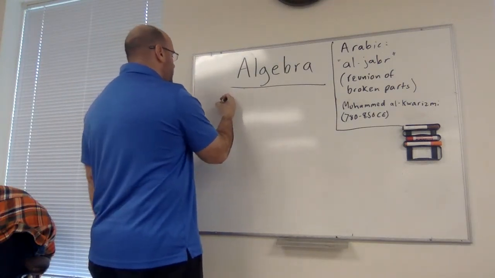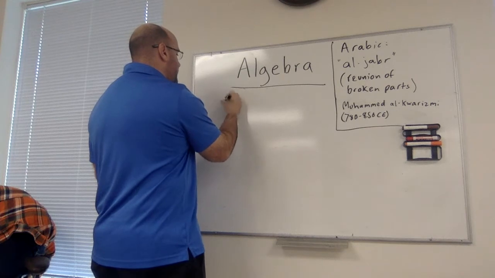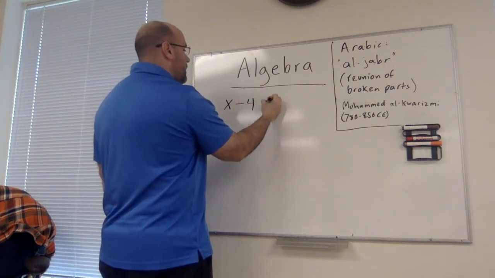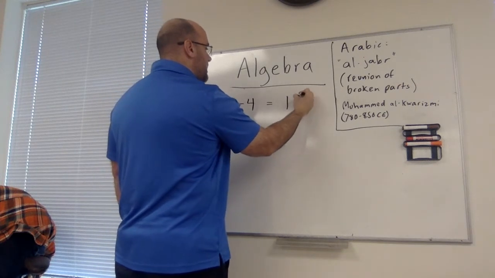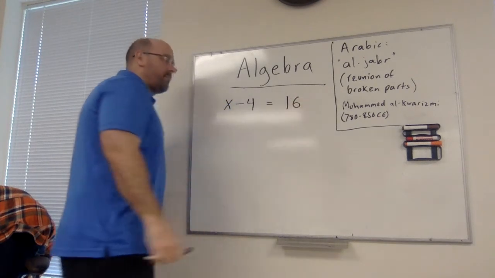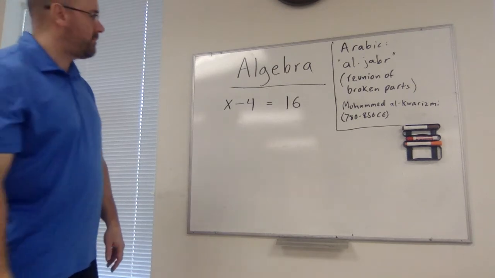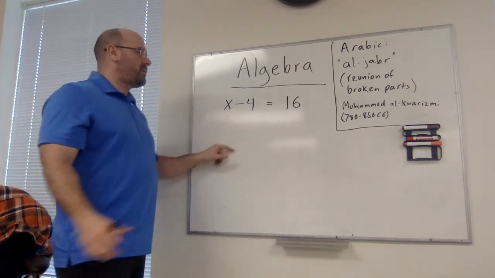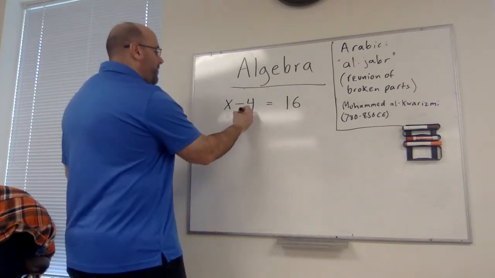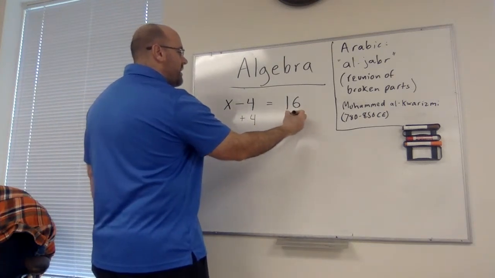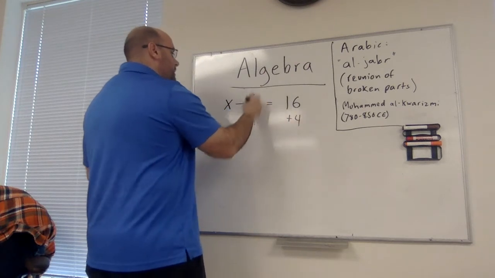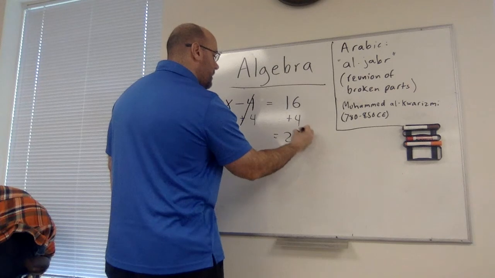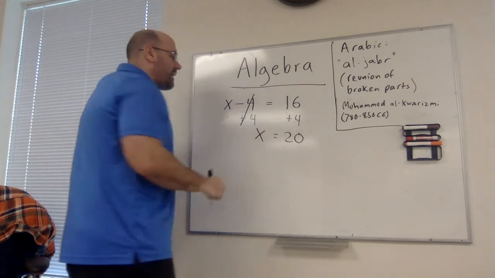This time, x minus 4 equals 16. All right, x minus 4 equals 16. We have to isolate x. We have a minus 4 here. So in order to get rid of that 4, we're going to add 4, but we have to do the same thing on this side. We have to balance it. Add 4. 16 plus 4 is 20. Bring down the x. x equals 20.